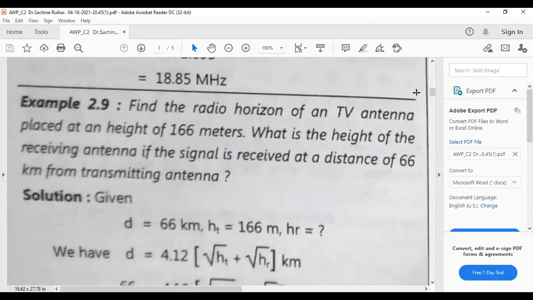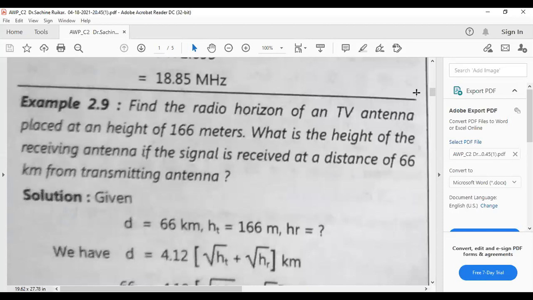Find the radio horizon of a TV antenna placed at a height of 166 meters. What is the height of the receiving antenna if the signal is received at a distance of 66 kilometers from the transmitting antenna? So we should always remember to read the numerical twice or thrice first: what is given, which parameters are given, and what we are expected to calculate from this numerical. That is too important.